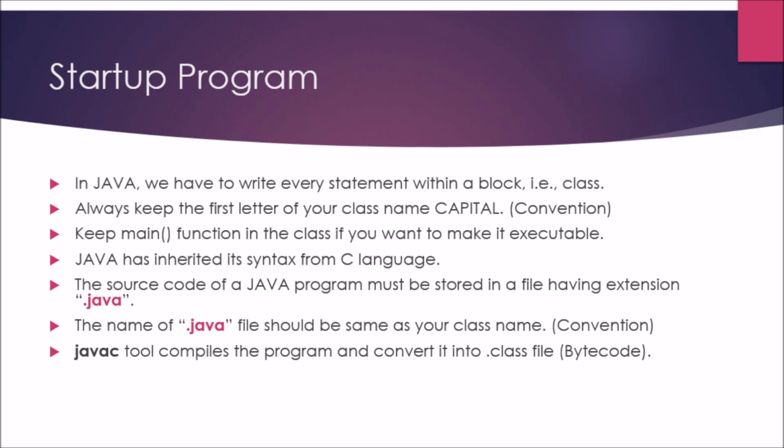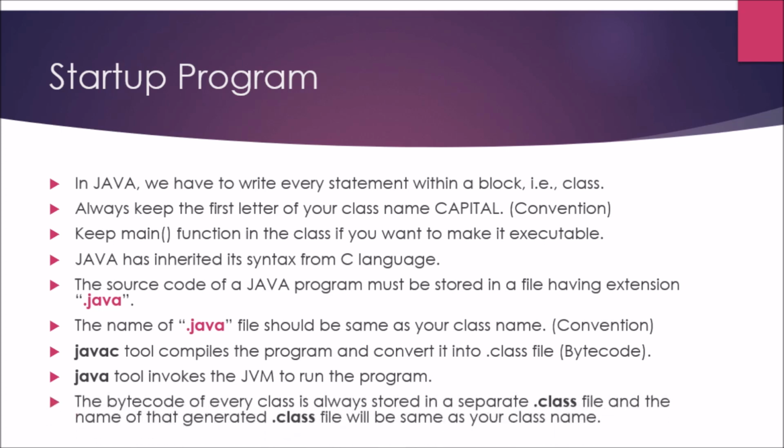The javac tool, that is the compiler of Java, will compile the program and convert it into a .class file. That is the bytecode of that program. The java tool invokes the JVM to run the program. The bytecode of every class is always stored in a separate .class file.